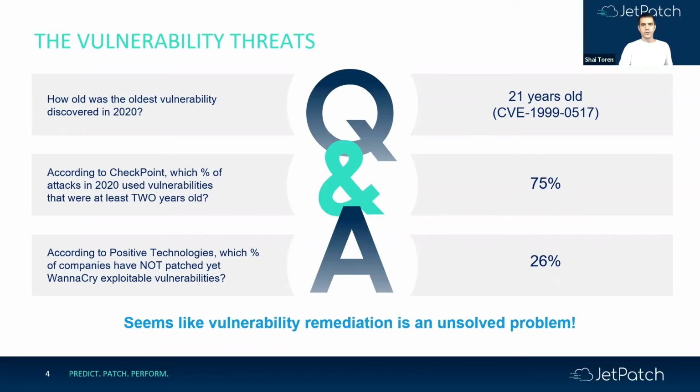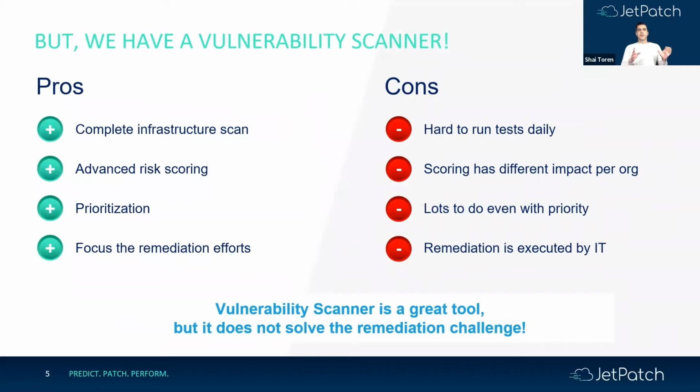So let's dive into that, and let's look at the first section: the security teams that are using the vulnerability scanners. If you use a vulnerability scanner, you know that it gives you great insights. It scans the complete infrastructure. It uses advanced risk scoring to help you prioritize, because you don't have the capacity to deal with everything. It helps you focus your remediation efforts.